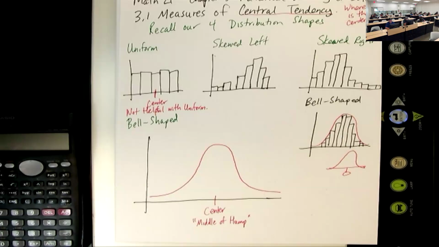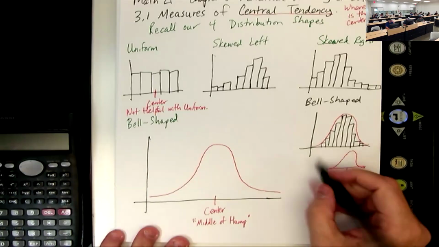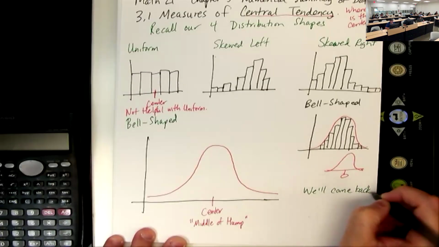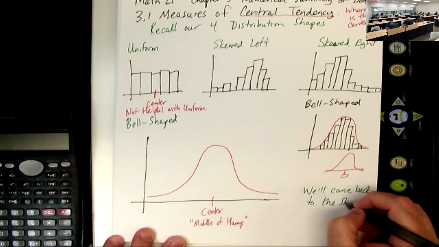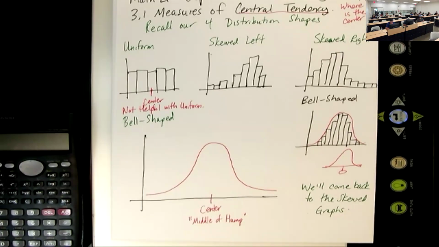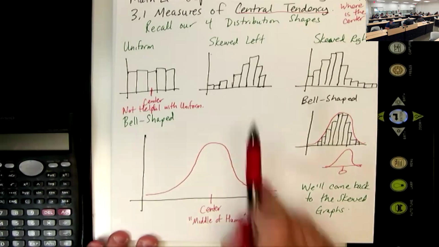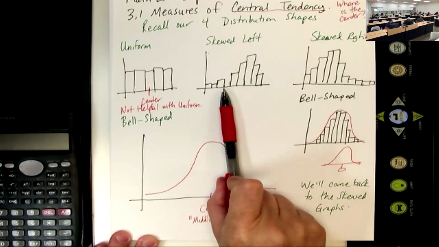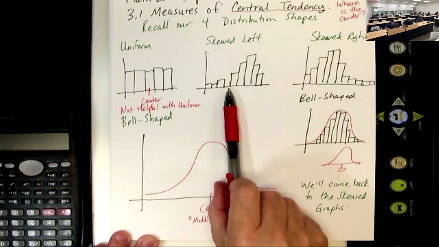But what about skewed left and skewed right? We're going to come back to skewed left and skewed right, and we'll come back to this page, to the skewed graphs. And the reason why is, if we try to do the center of the picture, well, on the skewed left, I have very small boxes on the left, tall boxes on the right. That doesn't seem balanced. That's a teeter-totter.